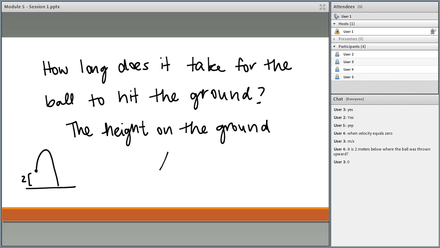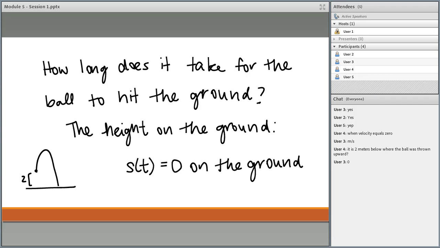So we know that S of t, the position of the ball, equals 0 on the ground. So what we can do is set our position function equal to 0, and that will tell us how long it takes the ball to hit the ground, how many seconds after the ball is thrown to hit the ground. So I'm going to set the position function equal to 0.